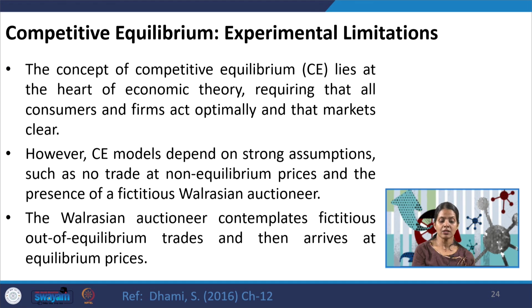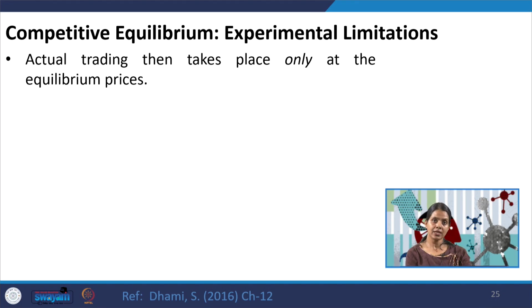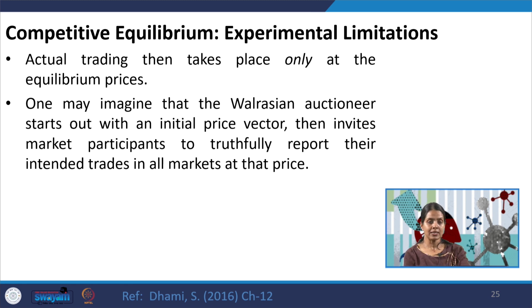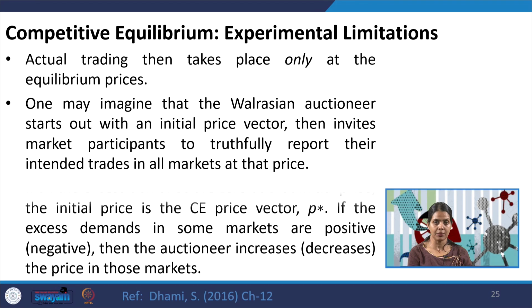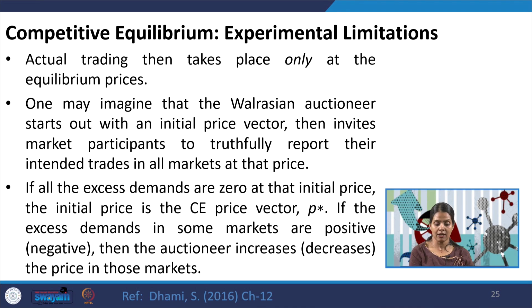The Walrasian auctioneer contemplates fictitious out of equilibrium trades and then arrives at equilibrium prices. Actual trading then takes place only at the equilibrium prices. One may imagine that the Walrasian auctioneer starts out with an initial price vector, then invites market participants to truthfully report their intended trades in all markets at that price. If all the excess demands are 0 at the initial price, it is the competitive equilibrium price vector P star.